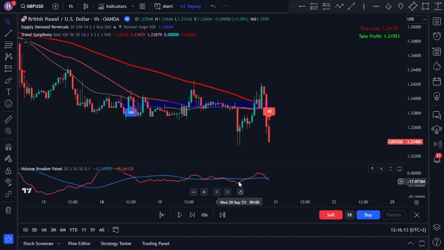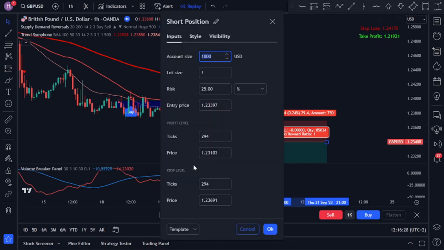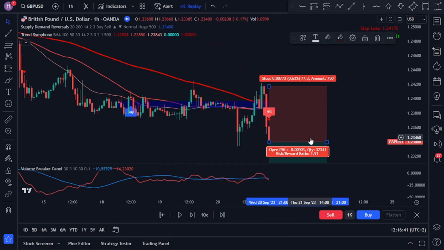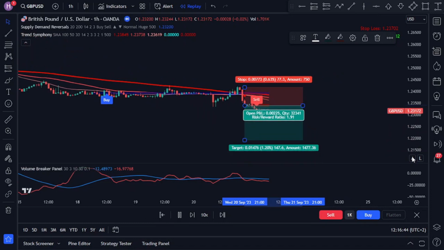Lastly, we need to ensure that we have enough volume for the trend to play out. This can be done by looking at our Volume Breaker Pro, which needs to be located below the average line and colored in red. Only once all of these criteria are in place, we can enter our sell trade. And for the sell trade, I'm going to use the stop loss and take profit levels provided by the supply demand reversals indicator, which are located on the right hand side of the screen.